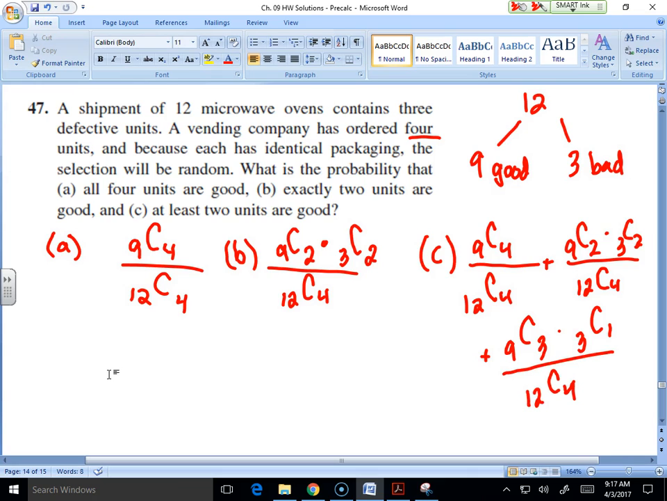Now if you guys notice, the denominators are all the same, so you could technically just do this guy plus this guy all in your calculator divided by 12C4. Common denominators, I can put them all together and then solve from there. Does that make sense? Does that make sense? Okay.